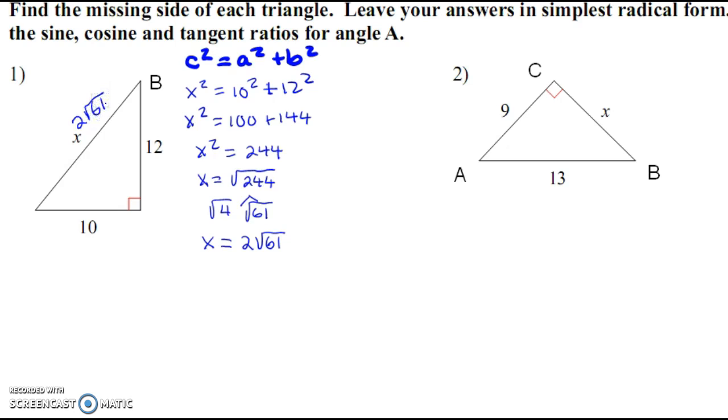Now the next part of this is to find the sine, cosine, and tangent ratios for angle A. For some reason angle A got erased over here, but it should be here. That's angle A. This was angle C. So the first thing you're going to do is circle your angle and then label your triangle based on that angle. Because this is the angle that we're concerned with, that means that 12 has to be the opposite side. 10 has to be the adjacent side, so label that A. And then 2 times the square root of 61 has to be the hypotenuse.